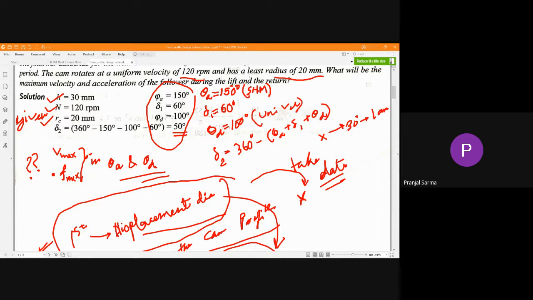Suppose 30-degree is 1 centimeter, then for theta a, how much do you have to draw? That is 150-degree, so 150 by 30, it will be 5 centimeter. This is the scale that you have to indicate. Okay, understood?